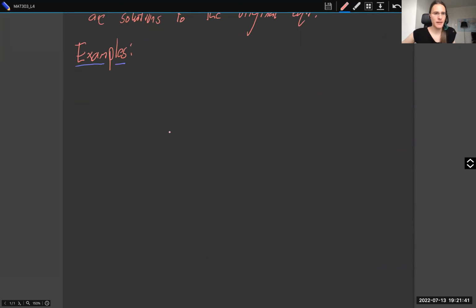So let's look at something like x squared y prime prime minus 2y is equal to 0. So we are going to consider a polynomial. And what polynomial is that going to be in terms of lambda?